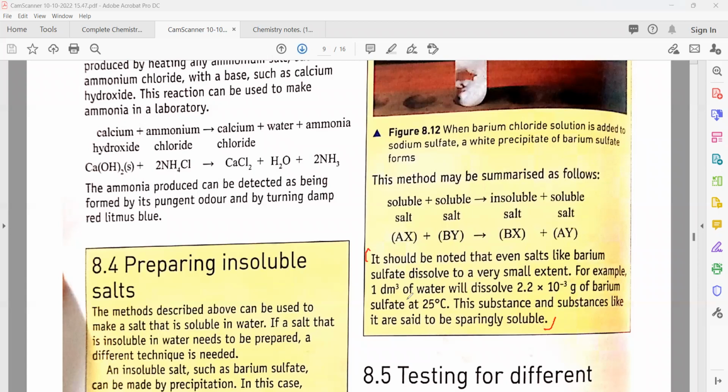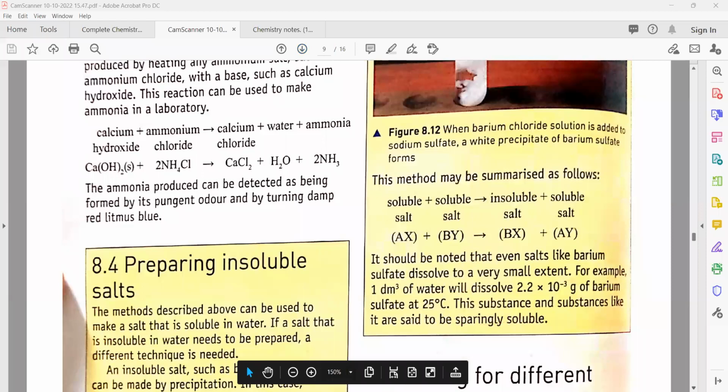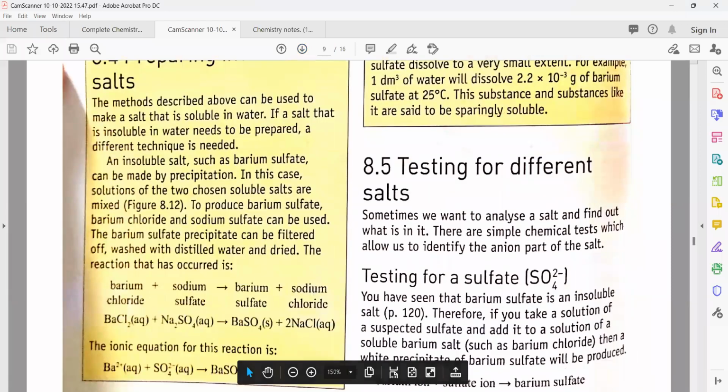Yes. Okay, here it tells you about substances like this, which are very little soluble. That's the reason they are not totally soluble in water; a little part is soluble and the remaining will be like this. That's why this substance and substances like it are said to be sparingly soluble, not totally or completely soluble, because they are a little bit soluble. That's why they start the reaction, but at the end they separate out in the form of solid particles. So let's start the testing for different salts.